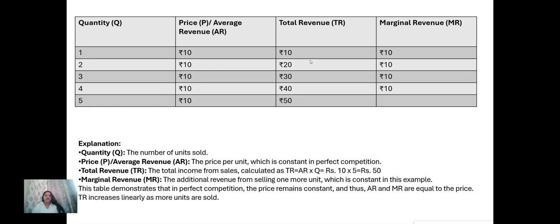So we just have to put in the values. You can see here 10, multiplied by 5, because we have 5 quantities. So 10 multiplied by 5 gives the result, rupees 50. This is the table that shows perfect competition.